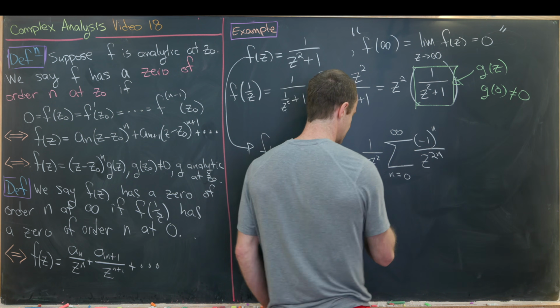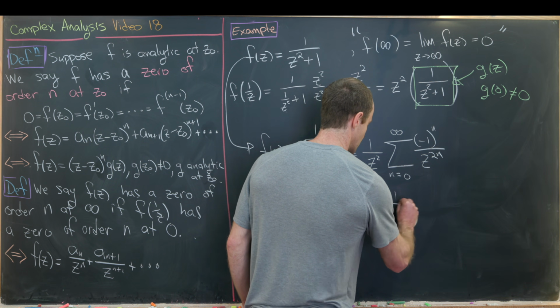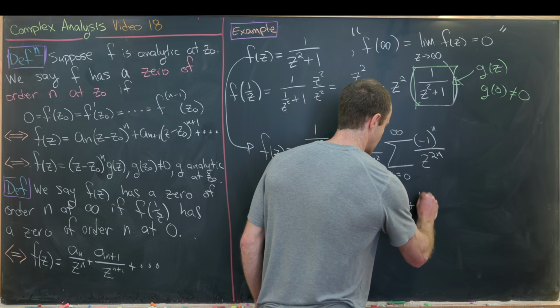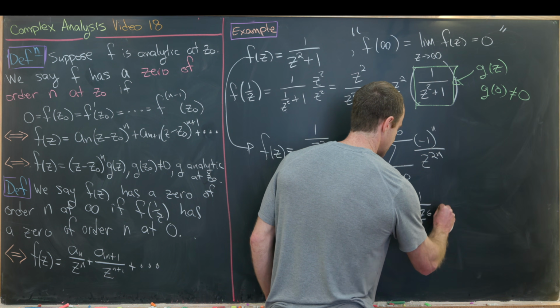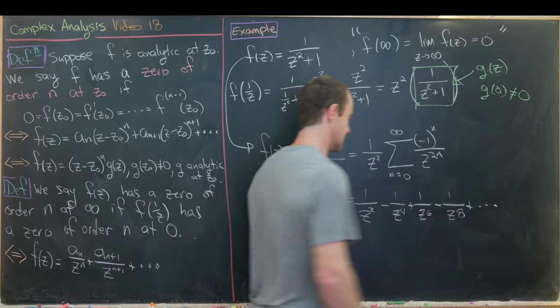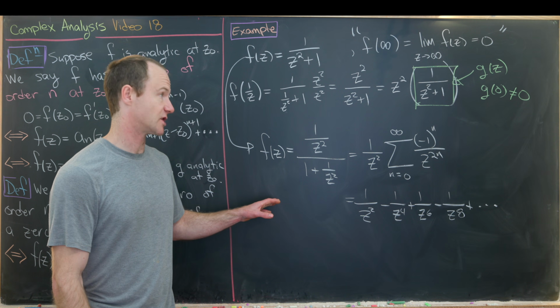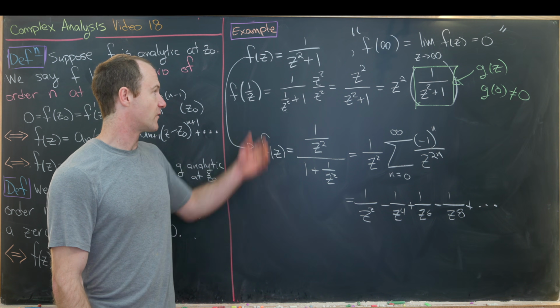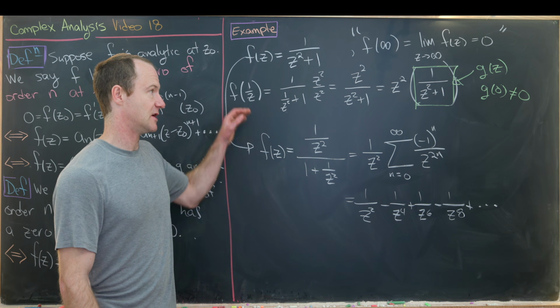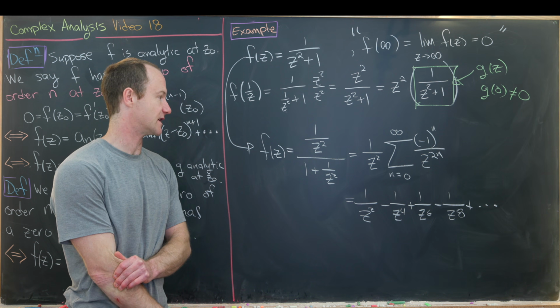Let's notice that this expands out as 1 over z squared minus 1 over z to the 4th plus 1 over z to the 6th minus 1 over z to the 8th plus dot, dot, dot. So the expansion starts at the 1 over z squared term, reinforcing the result we have up here, that this has a second order 0 at z equals infinity.